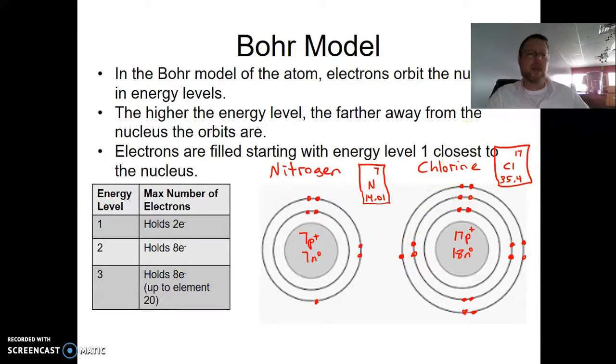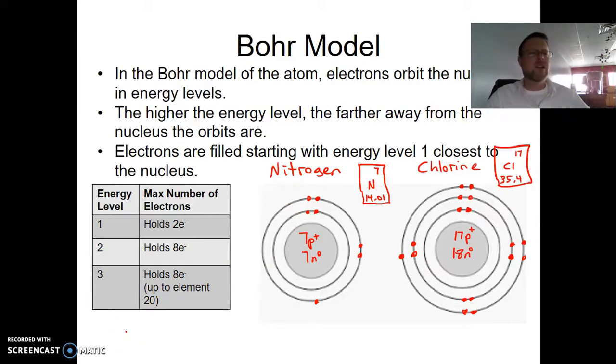Now, disclaimer, Bohr models are not the most current model of the atom. These things, I think, came out in something like 1911, and we've got a more recent model of the atom called the Schrödinger model, or the wave mechanical model of the atom, and we'll be doing that in a later lesson. But this is a good place to start with understanding how electrons are arranged in atoms.